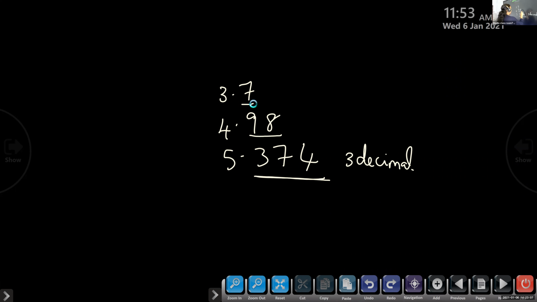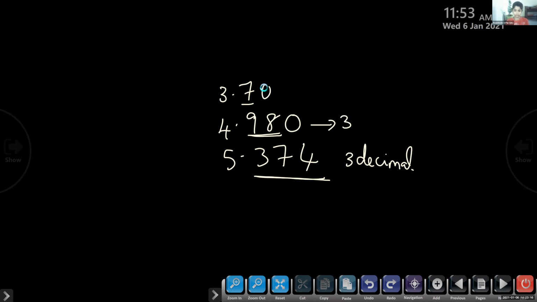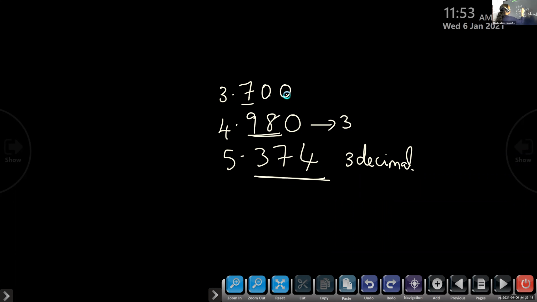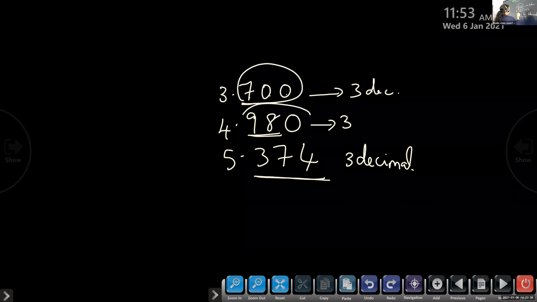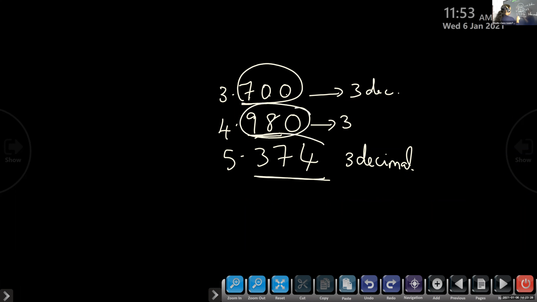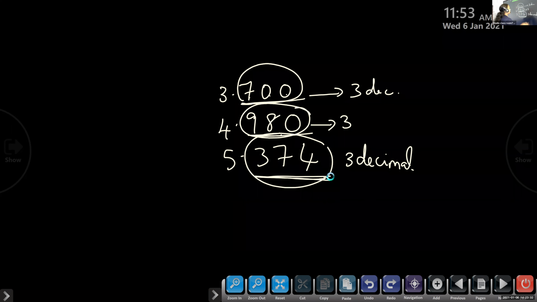After 4.98, if I add one more 0, how many decimal places here? 3. Here I have to add 2 zeros, 1, 2, 3. How many decimal places here now? 3 decimal places. So here, children, we will check the number of places. Are they an equal number of decimal places in all? Here we have 3 decimal places, here also 3, here also 3. Now these unlike decimals became like decimals.